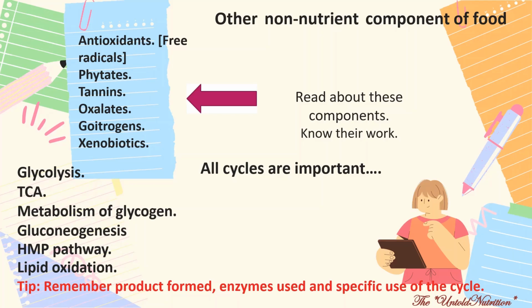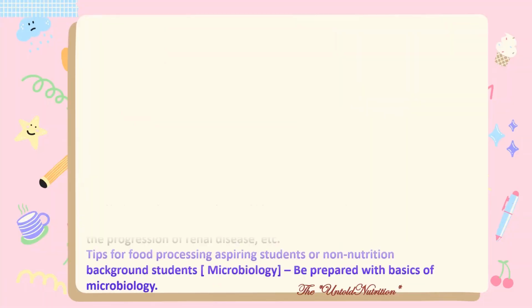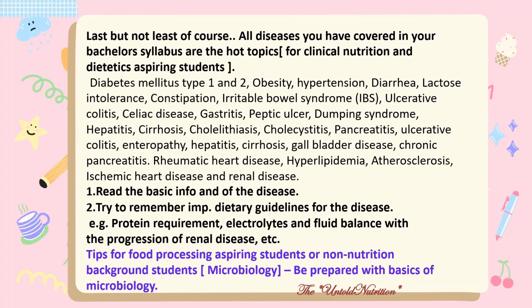After pathways, we are heading to the last topic, which is an important topic: diseases and their dietary guidelines. This part is asked to those students who did their bachelor's in nutrition, like food science and nutrition and dietetics, who have nutrition and diet planning in their syllabus. These questions are generally not asked to students from a non-nutrition background, like microbiology, zoology, life sciences, etc. So I have mentioned different diseases here.